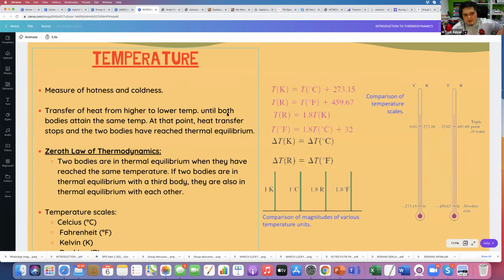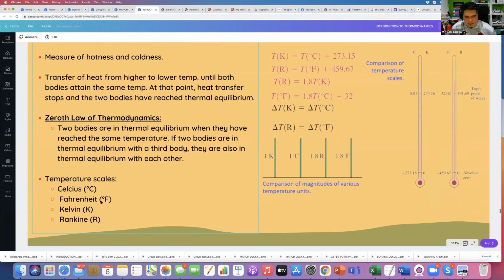The zeroth law of thermodynamics mentions that two bodies are in thermal equilibrium when they have reached the same temperature. If two bodies are in thermal equilibrium with a third body, they are also in thermal equilibrium with each other. So if there is another third body coming into the system, we have two bodies in the system and they reach equilibrium, and then when a third body with a different temperature comes in, until it reaches equilibrium, all are also in thermal equilibrium with each other. That is what we call the zeroth law of thermodynamics.